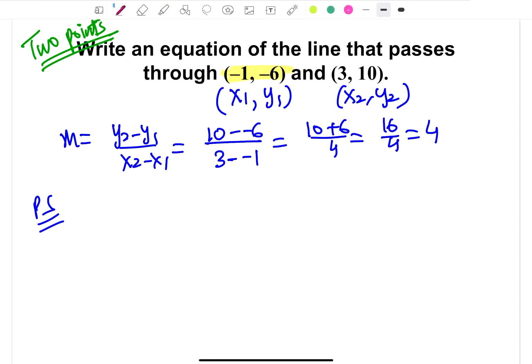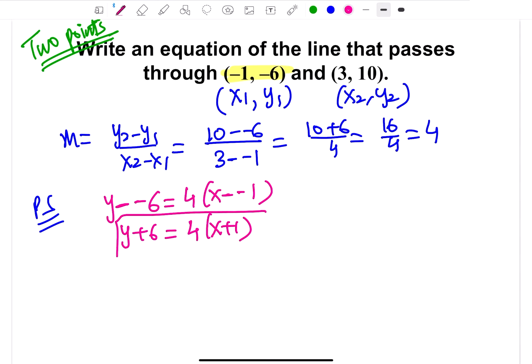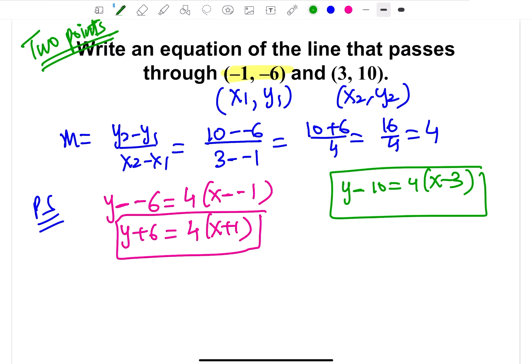So if I were to use the first point, point slope form would be y minus y1 equals m times x minus x1, which, when two negatives multiply to make a positive, equals 4 times x plus 1. And that's our first equation, point slope form for this equation of the line. It can also be written using the second point, and it would be exactly the same equation. So we could have used the second point and gotten y minus 10 equals 4 times x minus 3. And that would also be a point slope form.